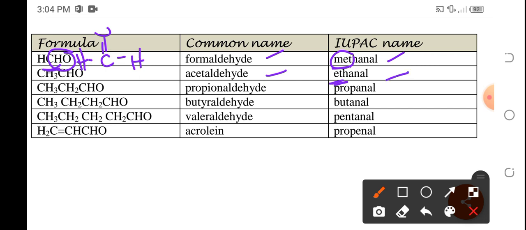Again, eth represents 2 carbon atoms. So meron pa rin tayong CHO sa first carbon atom. Propanal stands for 3 carbon atoms with the CHO or carbonyl carbon with hydrogen, and that is propionaldehyde. Butanal is butyraldehyde. Pentanal is valeraldehyde. And propenal, originally this is a propene, so merong double bond dun with 3 carbon atoms and a double bond. And that is acrolein.